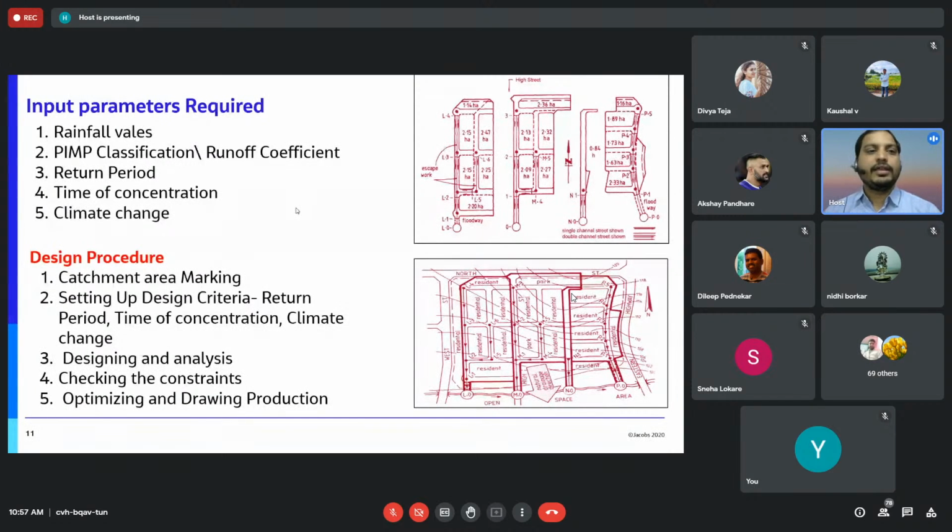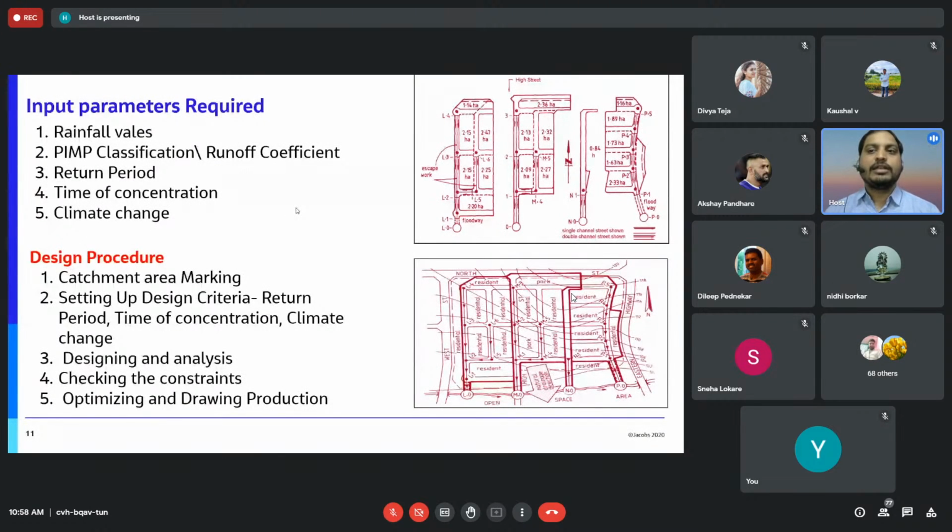The second thing is setting up the design criteria, like return period, time of concentration, and climate change, which I explained earlier. Whenever we are building any model in any software, we need to set up some design criteria: how much velocity we are going to allow, how much cover we are going to allow for the pipe, and how many constraints we have at the outfall location. All these parameters we need to set first, so that we can run our model properly.